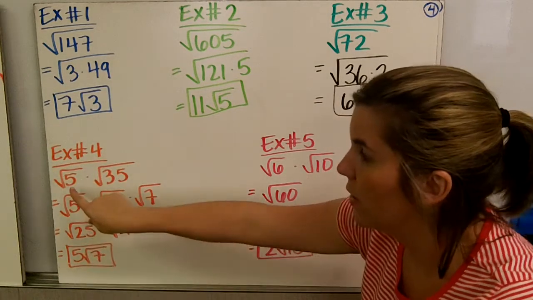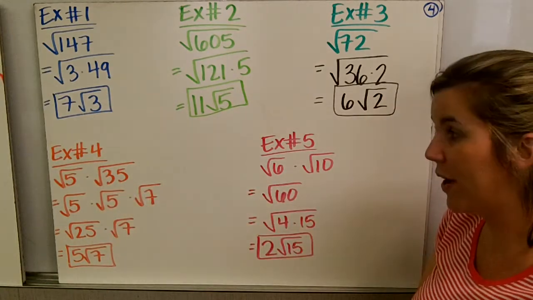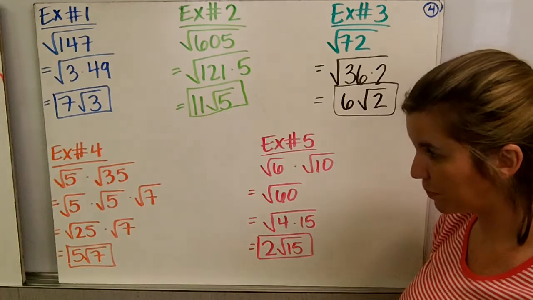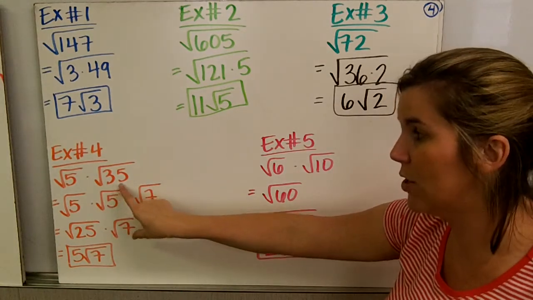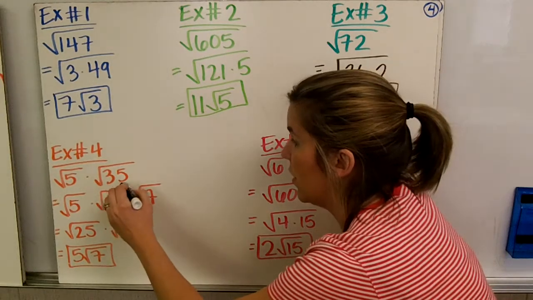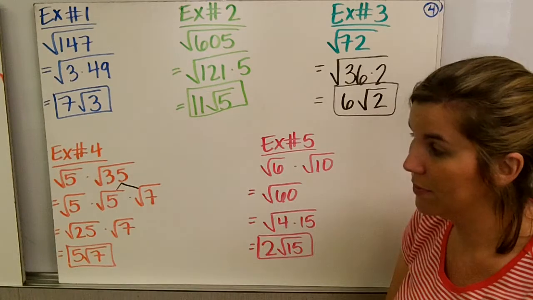Example number 4. The square root of 5 times the square root of 35. So I have two radicals multiplied by each other. I can break down the square root of 35 into these two products, the square root of 5 times the square root of 7, because 5 times 7 is 35.